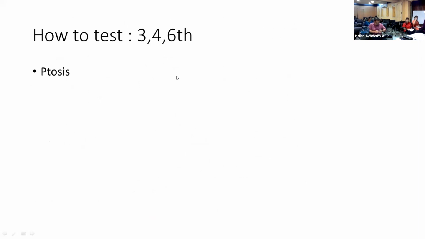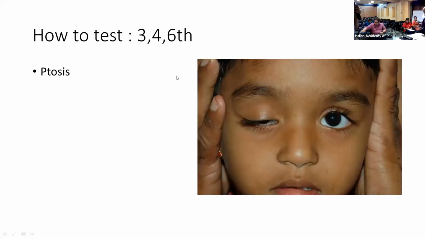So let's see ptosis. Third nerve palsy causes ptosis. Can you tell me why? Yes. Perfect. Levator palpebrae superioris is affected, correct? So if you see this child, this eye has ptosis, the right eye. Now here you have to see that the cornea can be seen down, correct? If you ask the child to open his eye, he will use his frontalis. There will be extra wrinkling to try to open his eye.